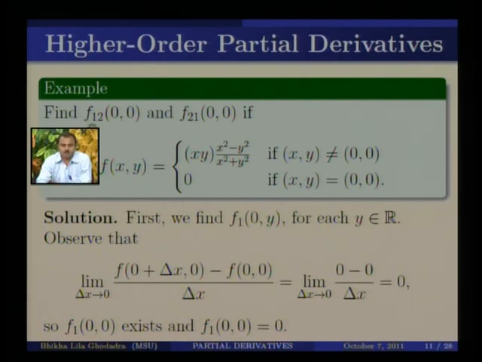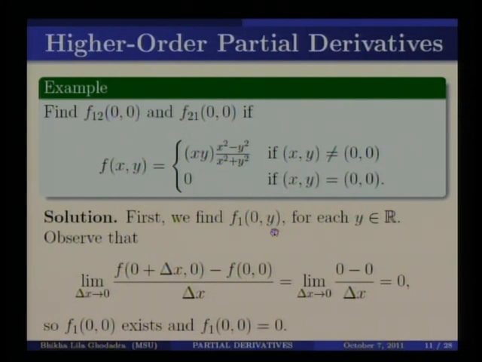This is the derivative of f1 with respect to y. So first of all, let us find out f1 at (0, y) for every y in R. First, let us look at y equal to 0, and try to find whether f1 at (0, 0) exists or not.